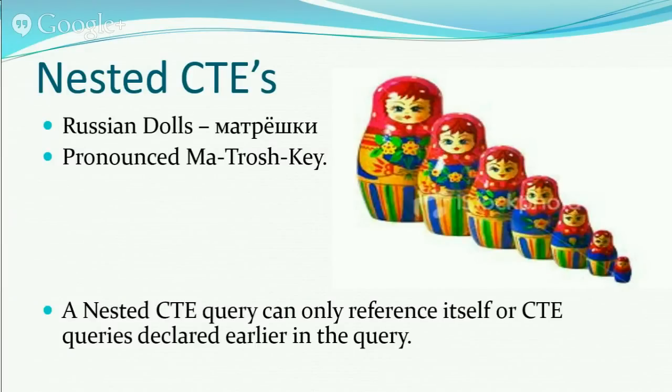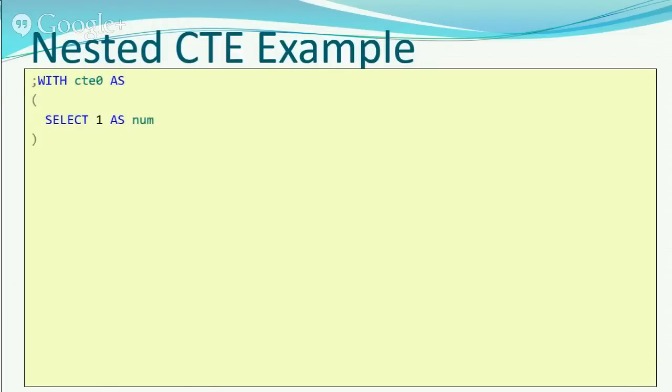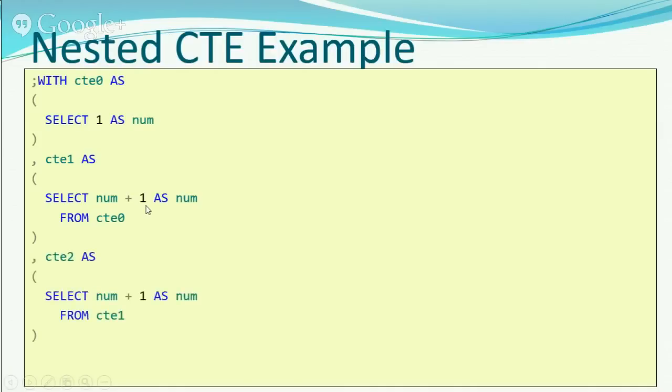Nested CTEs work the same way in that you can only reference itself or reference ones that are declared earlier in the query. So in this sense of the nesting dolls, it's like referencing the smaller one or the one that's earlier in the set. Let's look at an example. With CTE 0, I'm just going to select 1 as a number. Not a very exciting query. But then with the second CTE, I'm going to reference the first CTE inside of the query. With CTE 1, I'm referencing CTE 0 and adding 1 to it. Then I have CTE 2, which references CTE 1 and adds 1 to it. And I select star from CTE 2.